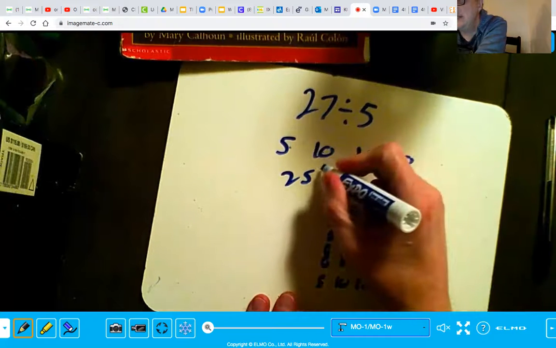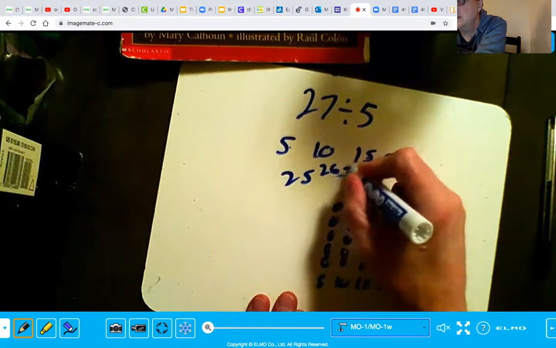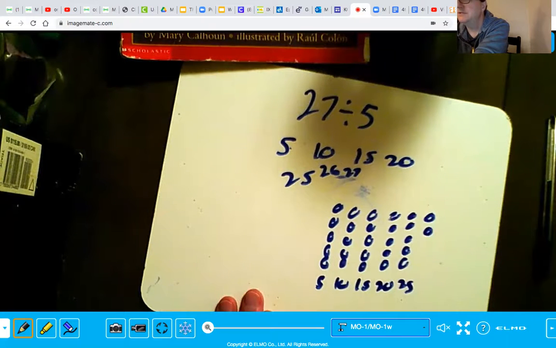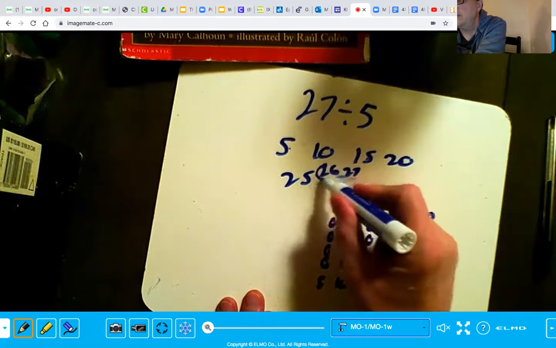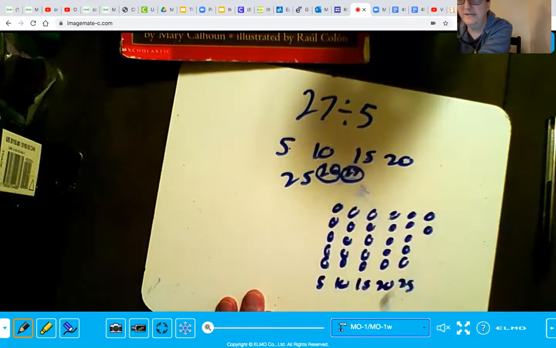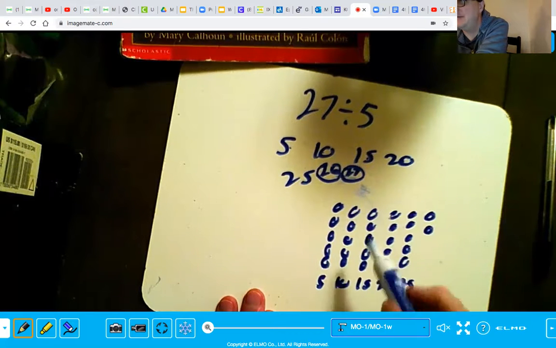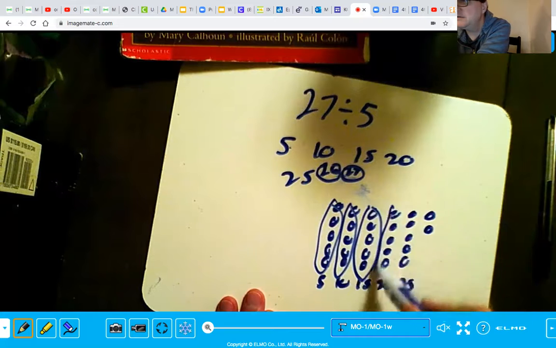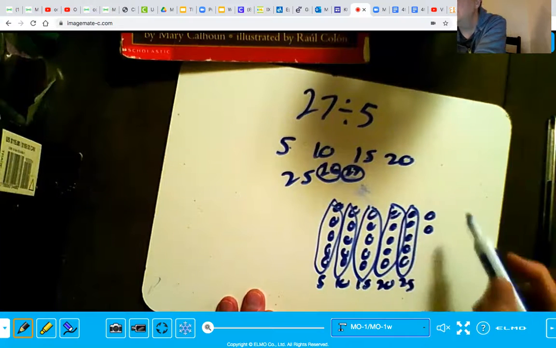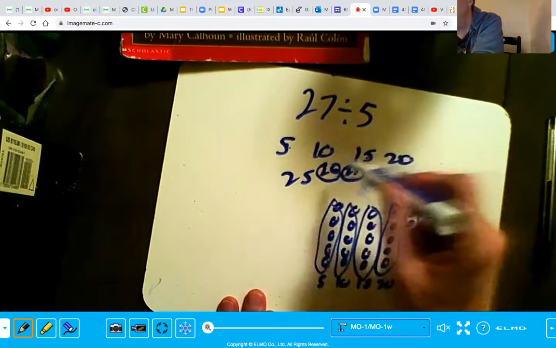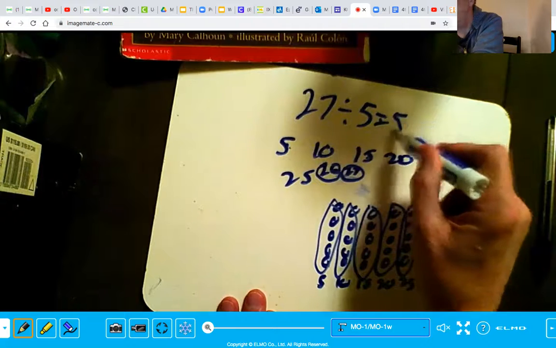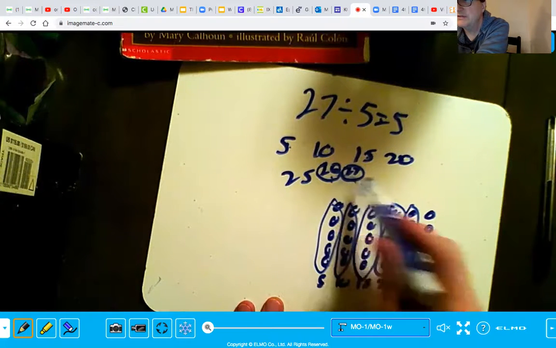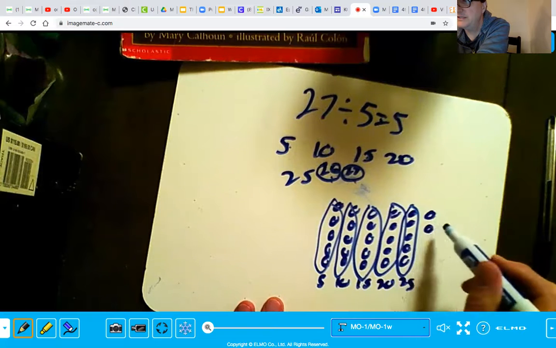Now the rest you just have to count on. 26, 27. So these aren't groups of 5, right? They're just little extras we add on. How many groups of 5 do we have? 1, 2, 3, 4, 5. We got 5 groups of 5. But then we still got this little bit here, these 2 extra. This is called a remainder.